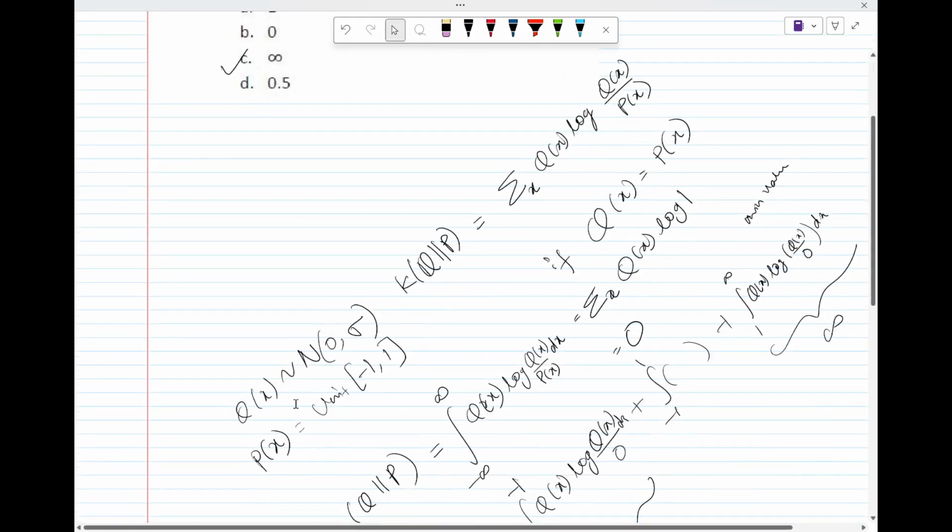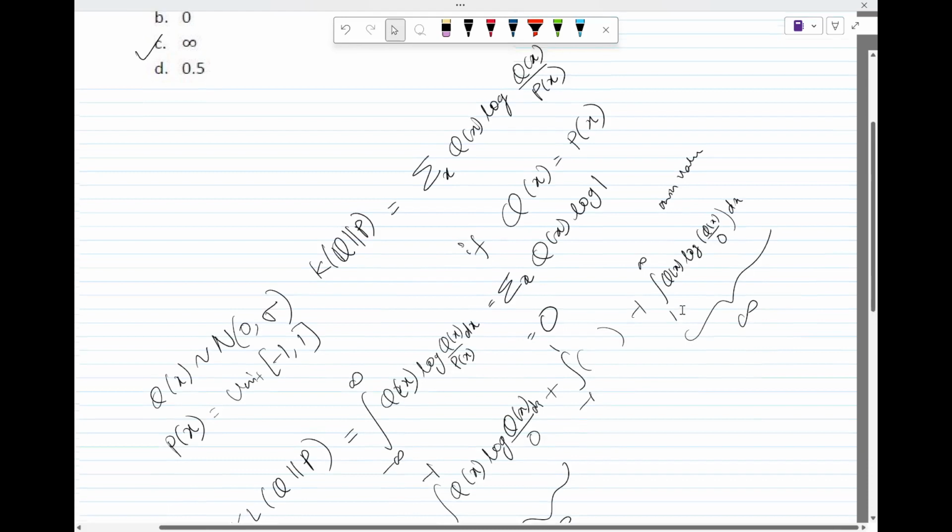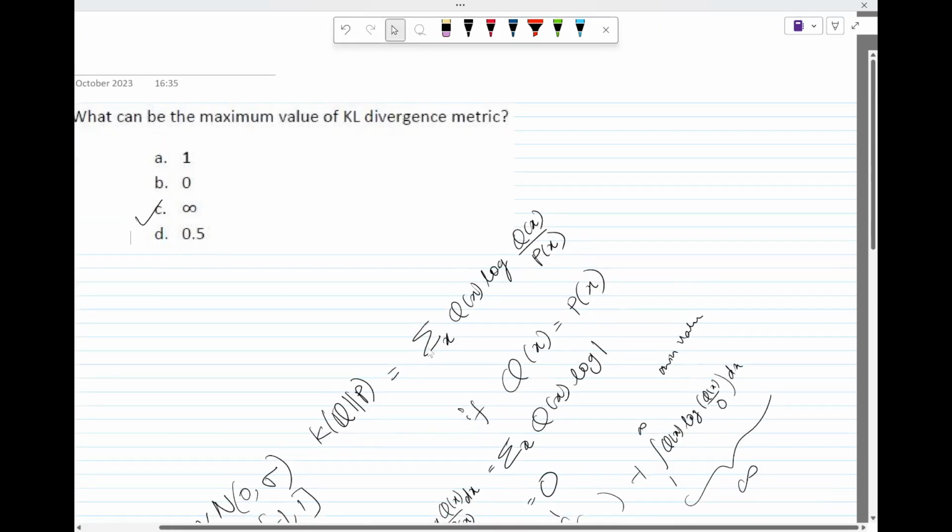So what we did was we took two distributions which are not the same and we saw what value we are getting, and it turned out to be infinity. So we can say it from looking at the formula also, like P may not have non-zero probabilities at all the places where Q has a non-zero probability. So at all those places where P of x is 0, this log term will become infinity.